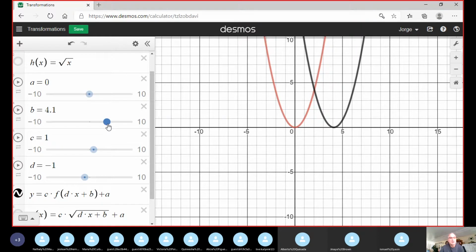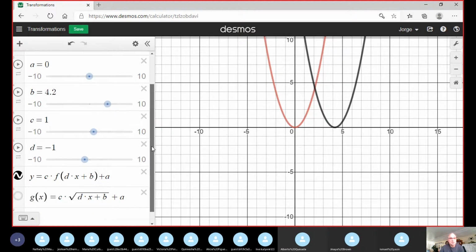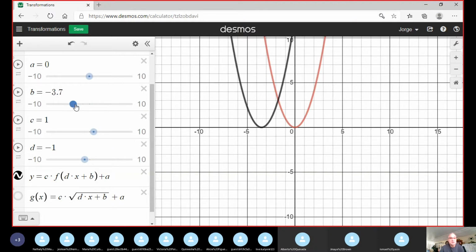Okay? FB. When the B is negative, and in this case is because I suppose, okay, when the B is negative, something is weird. And when the B is positive, it's to the left. Okay? Suppose.